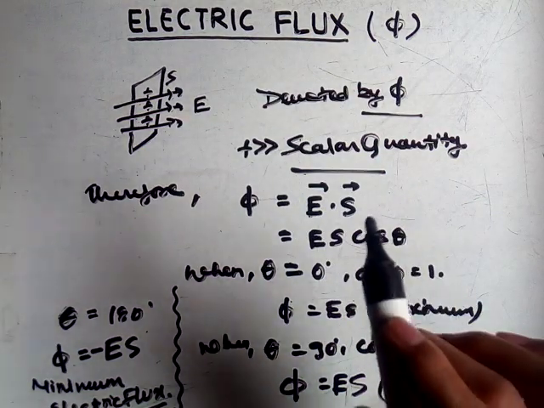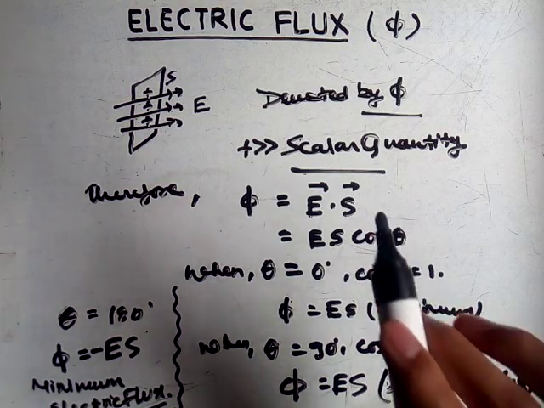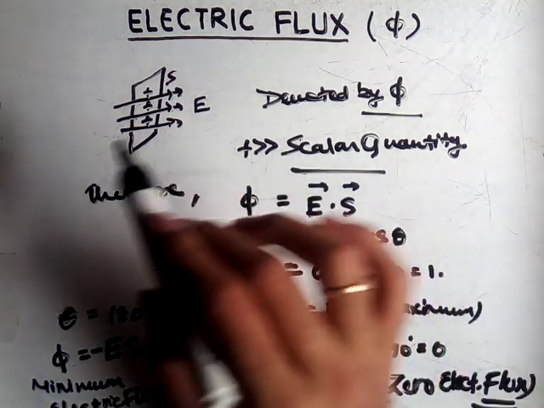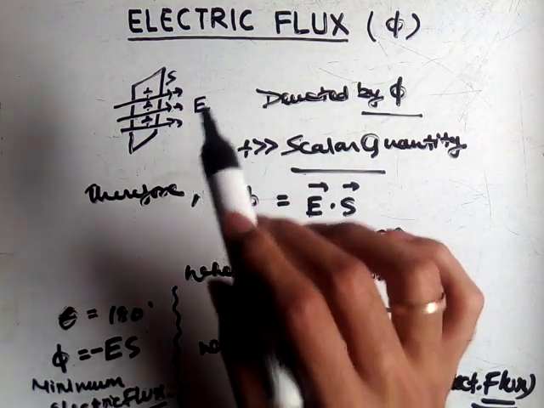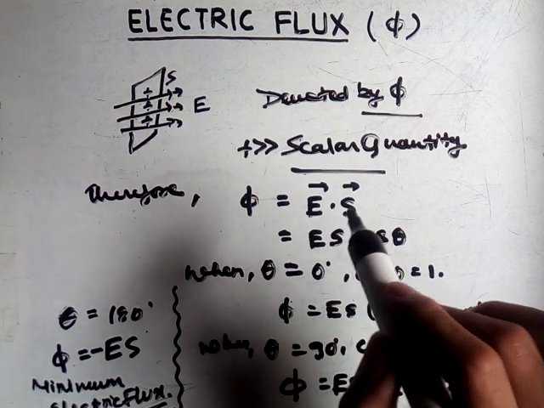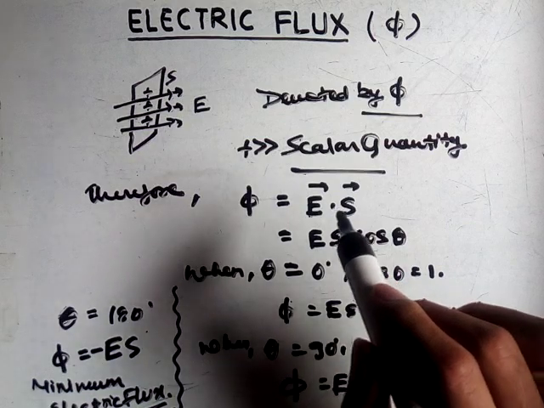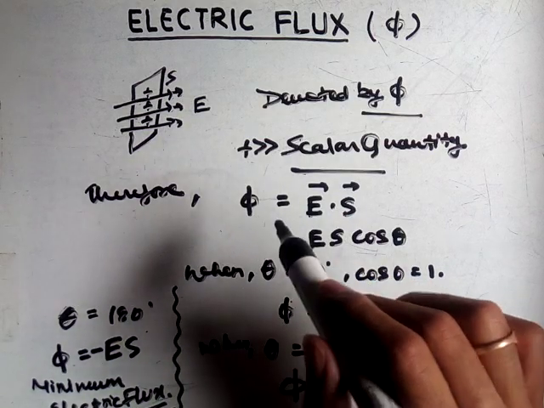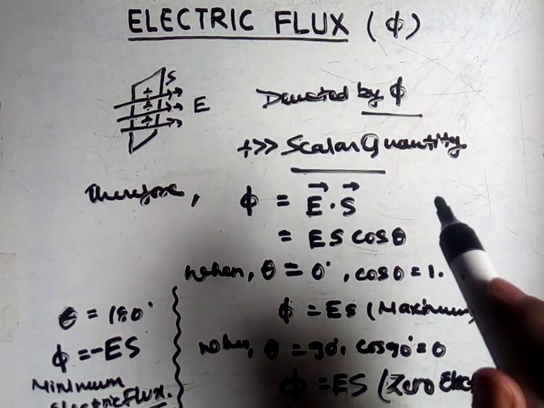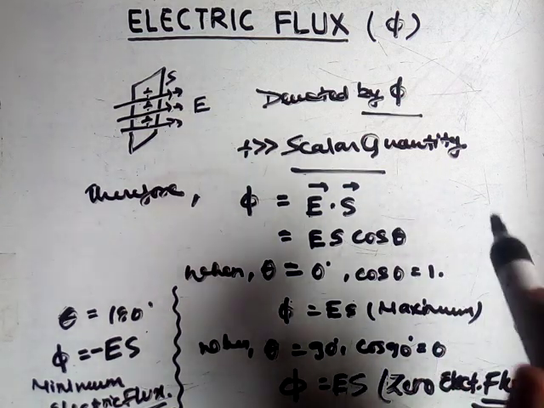And I repeat the definition, that electric flux is defined as the electric field lines passing through a surface, which is measured by the scalar product of electric field and the area of the surface, and it is denoted by phi, that means electric flux. Hence we will do some numericals of electric flux in the next video.